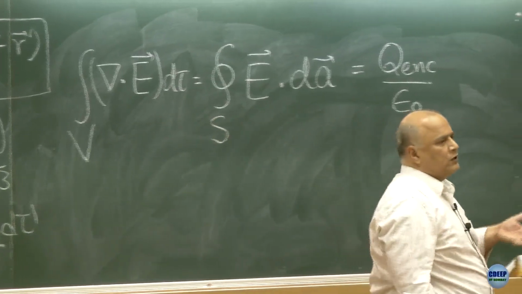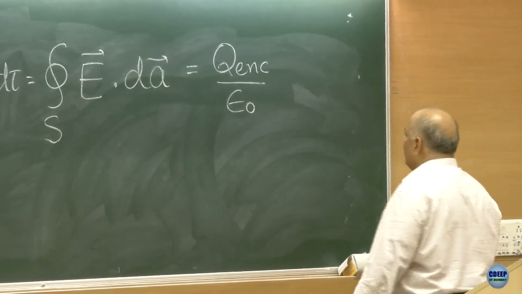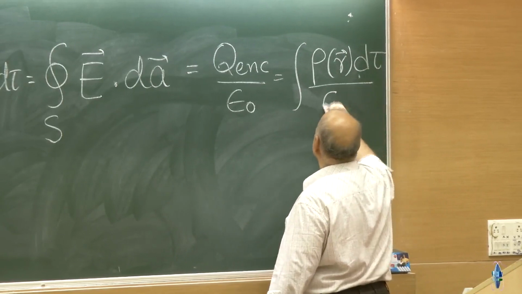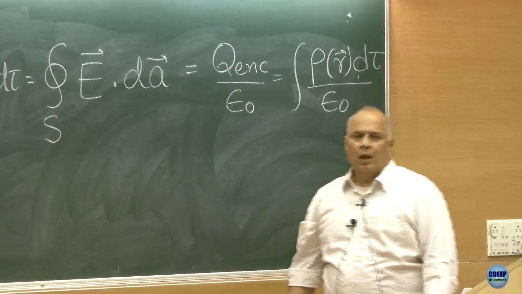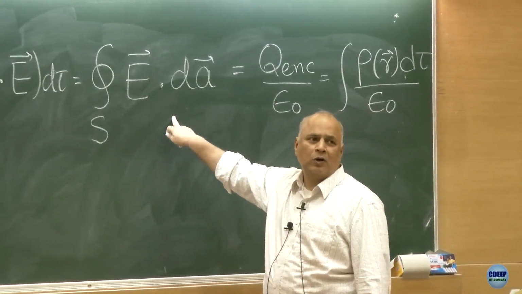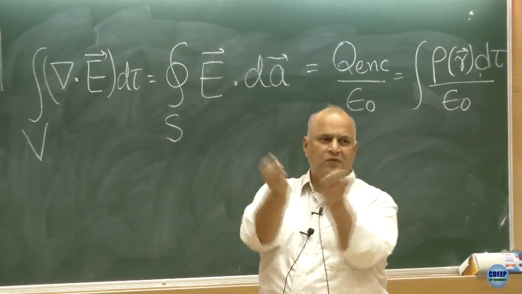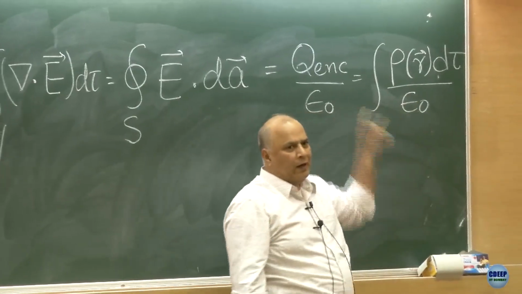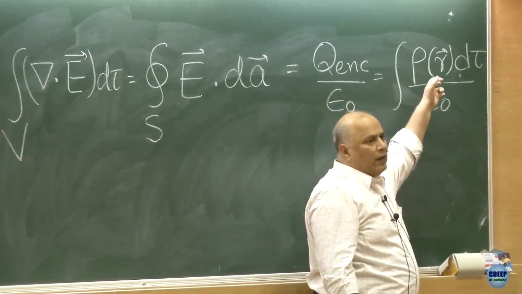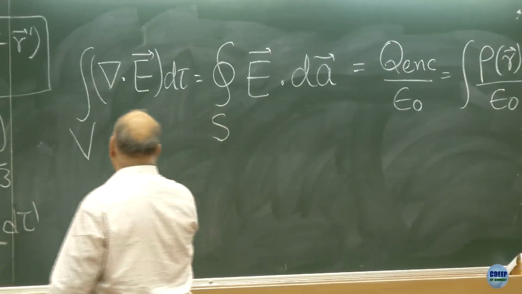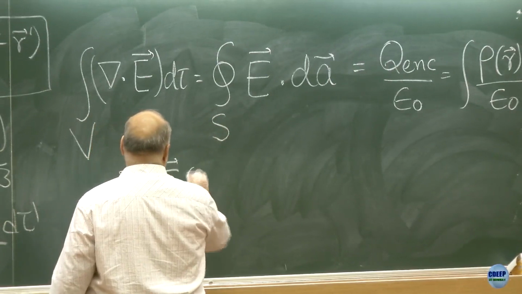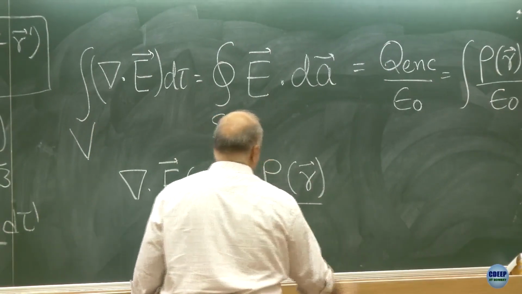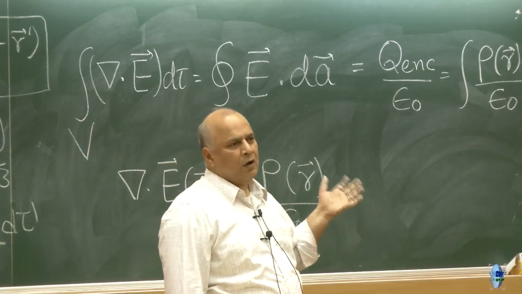But the enclosed charge I can always write as a volume integral of the charge density, and this equation should hold for any volume and any surface which encloses that. So, if this integral is equal to this integral for any volume, that will be possible only if the integrand here is equal to the integrand here, and we have del dot E is equal to rho over epsilon naught, and this is the first of the Maxwell's equations.